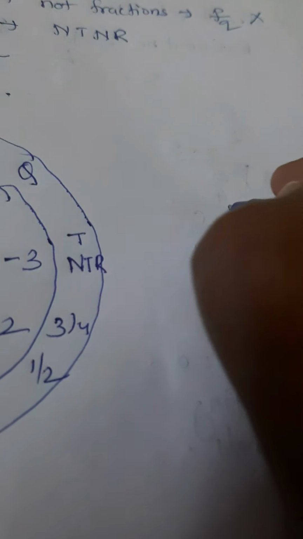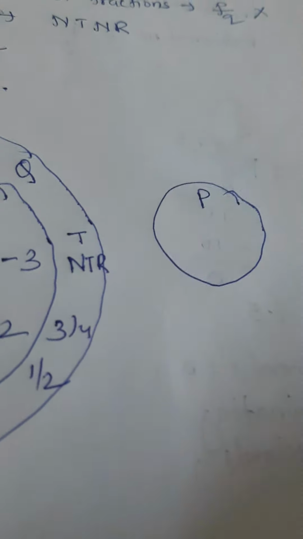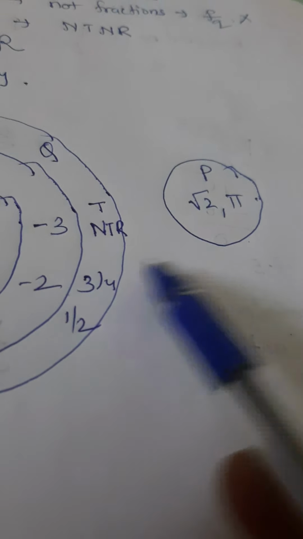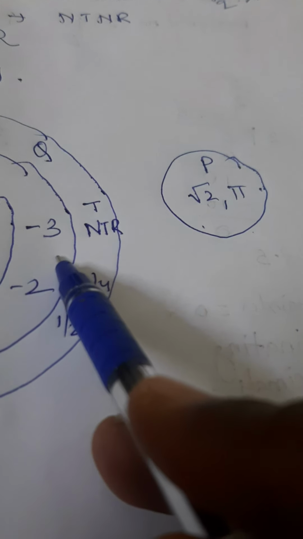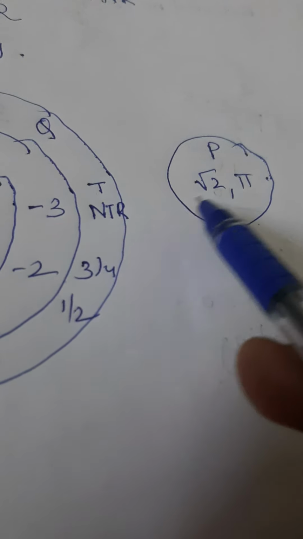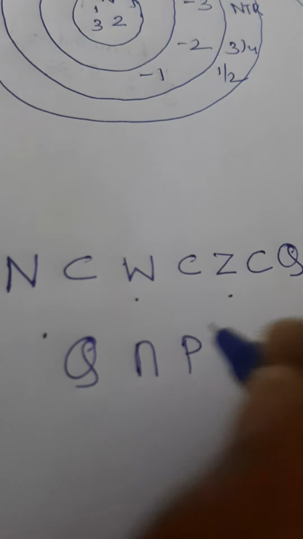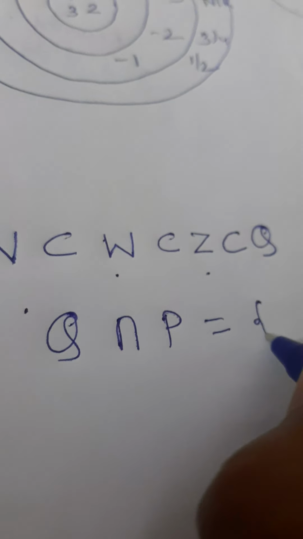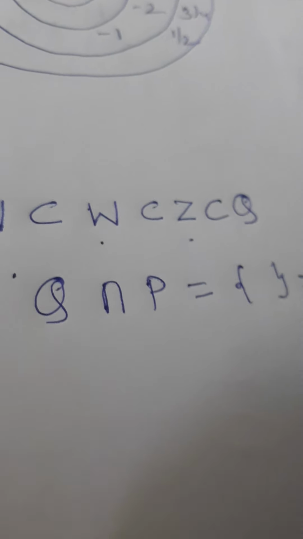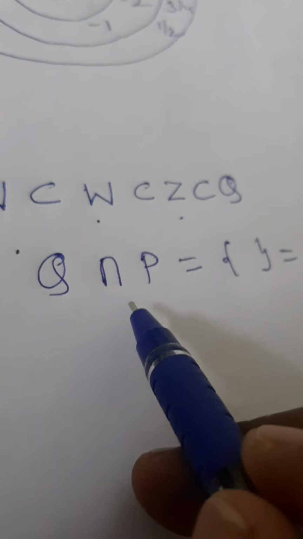Then we have irrational numbers denoted by capital P. For example, root 2, pi, etc. So rational numbers and irrational numbers are two disjoint sets. That is, irrational numbers are all the numbers which are not rational. So there is nothing common to both. So if you see Q intersection P, that is, the set of rational numbers intersection the set of irrational numbers, will always be an empty set. That means they both are disjoint sets. There is no element common between these two sets.